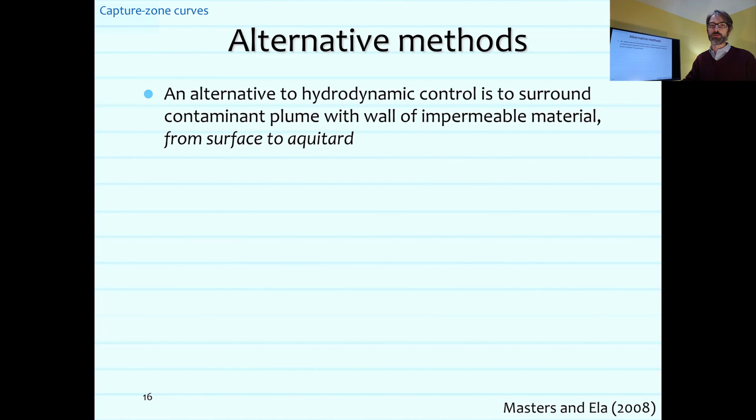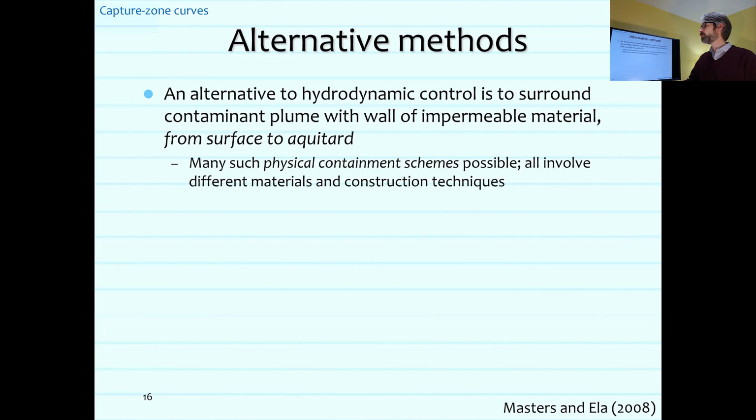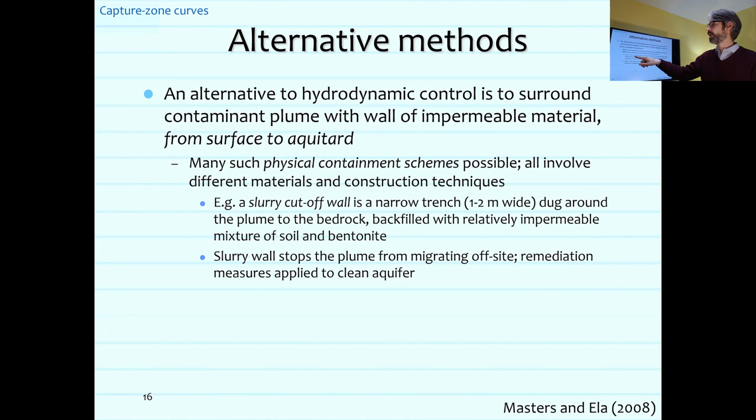There are alternatives to hydrodynamic control then, and one of them is to surround the contaminant plume with a wall of impermeable material from the surface all the way down to an aquitard. Many such physical containment schemes are possible. All of them involve different materials and construction techniques. One common one is a slurry cutoff wall, which is a narrow trench about 1 to 2 meters wide that's dug around the plume down to the bedrock and then backfilled with relatively impermeable mixtures of soil and bentonite clay. The slurry wall then stops the plume from migrating off-site, and remediation measures can be applied to clean the aquifer.